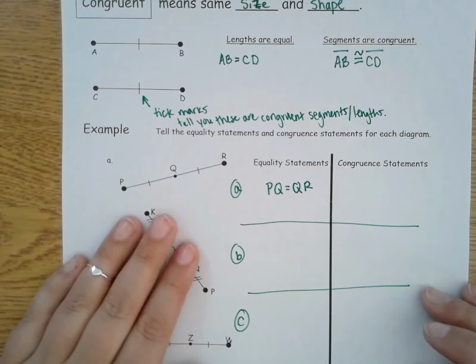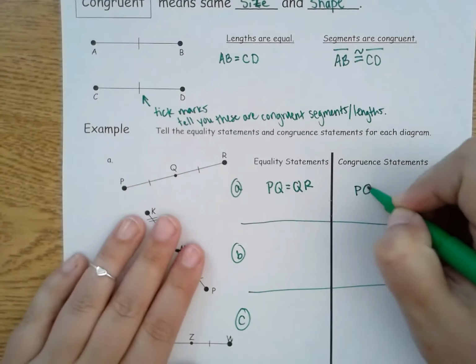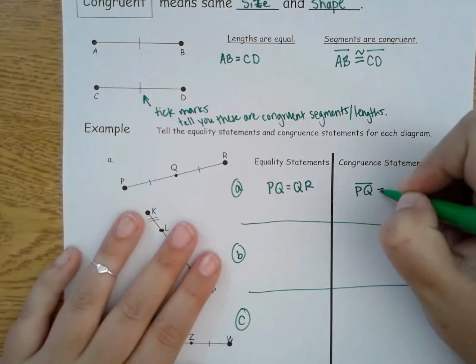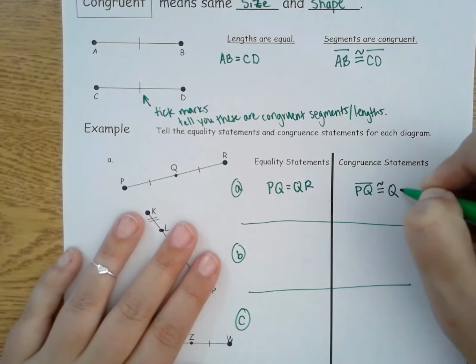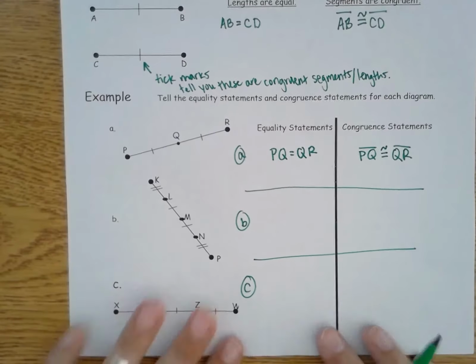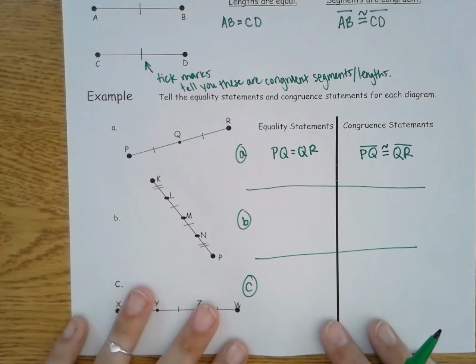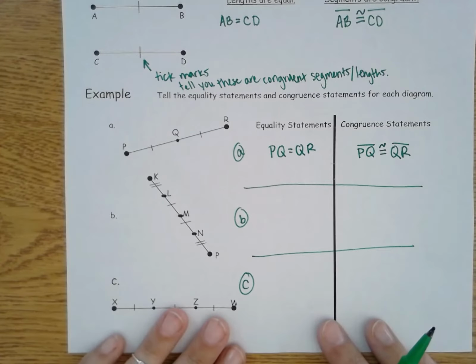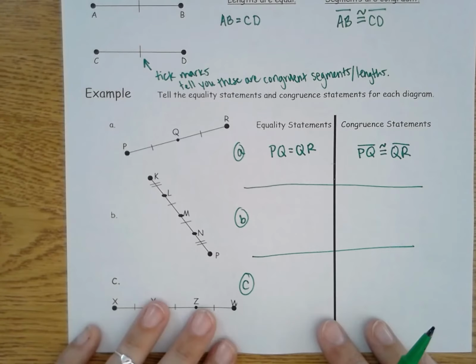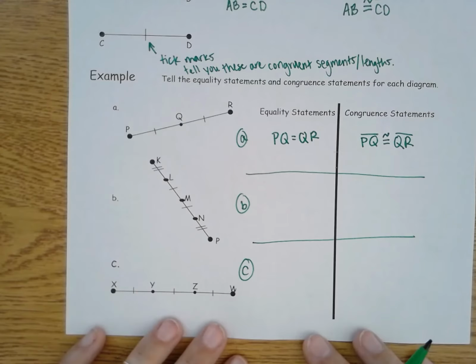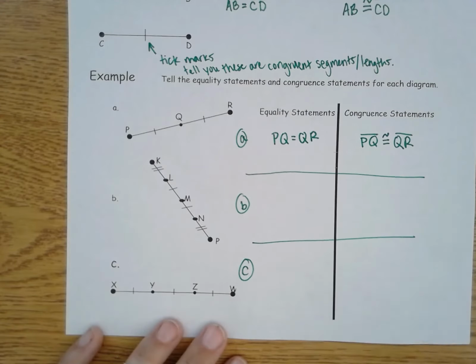And then our congruent statement would be the same, except we're specifically talking about that line segment, not just that length. Line segment PQ is congruent to line segment QR. So if it's a line segment, there's that line thing and the congruent symbol. So lengths are equal. Objects are congruent. That makes sense.